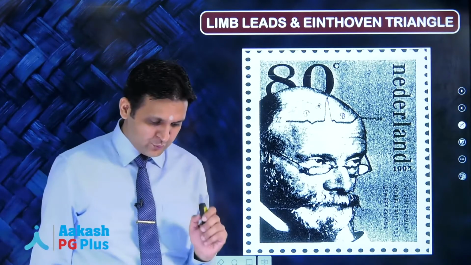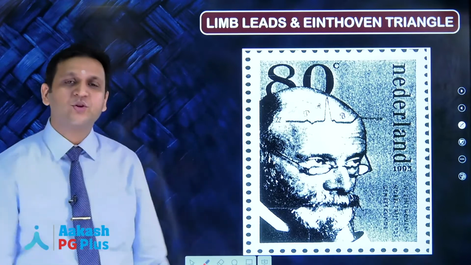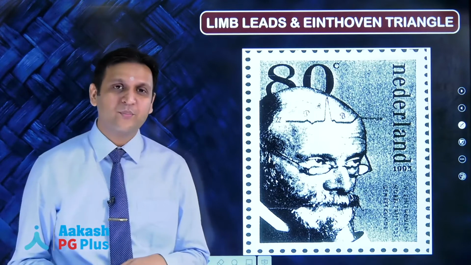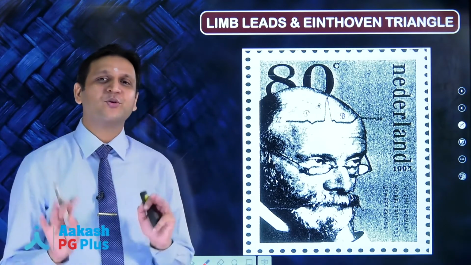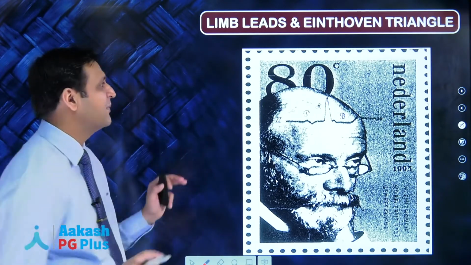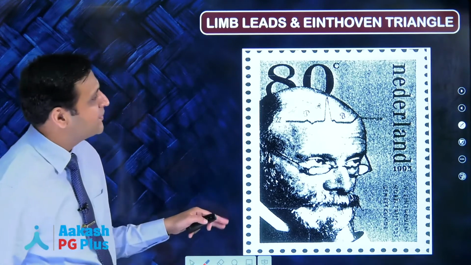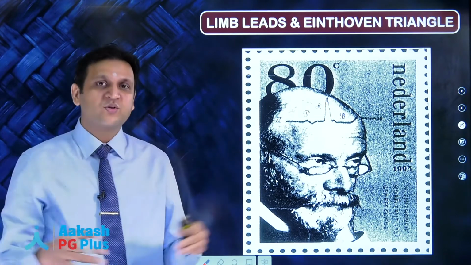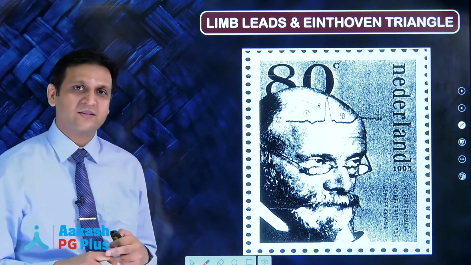Now, before we move on to understanding the Einthoven triangle, this is not important from your exam point of view, but you should know your history. This is a great man, Einthoven. This is a stamp that was released by the Netherlands, giving respect to this great man who invented this concept of vectors and the Einthoven triangle.